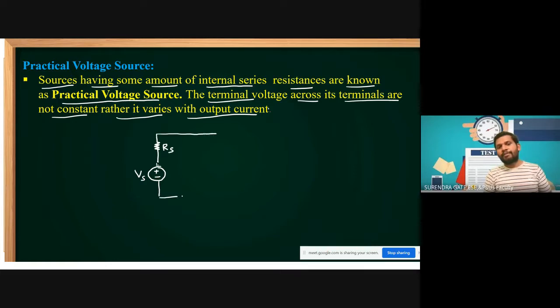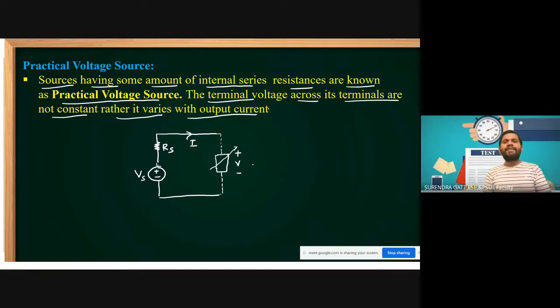Let us assume that across these two terminals we are connecting some load. Let the current in the circuit be I, and let the load voltage be V. This load may be a variable load.